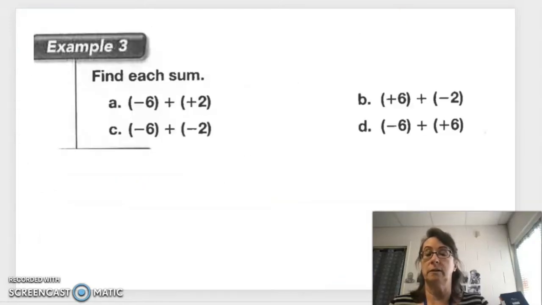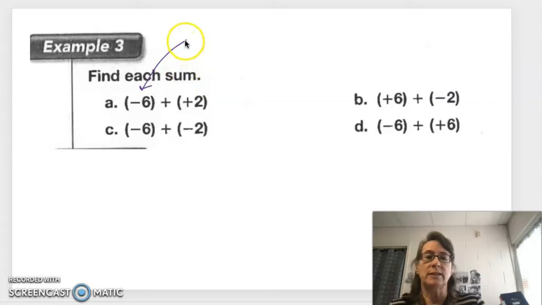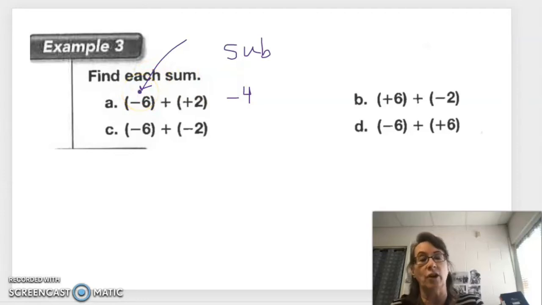Okay, so here it says find each sum. We have a negative and a positive. That means we're going to subtract. So since we have a negative and a positive, we will subtract the 2 absolute values as we do with opposite signs. 6 take away 2 is 4. And then we look and say which one of these is the higher absolute value, and that will be 6. And 6 has a negative sign, so this is going to have a negative sign because the 6 is pulling farther to the negative direction. So the answer is -4.